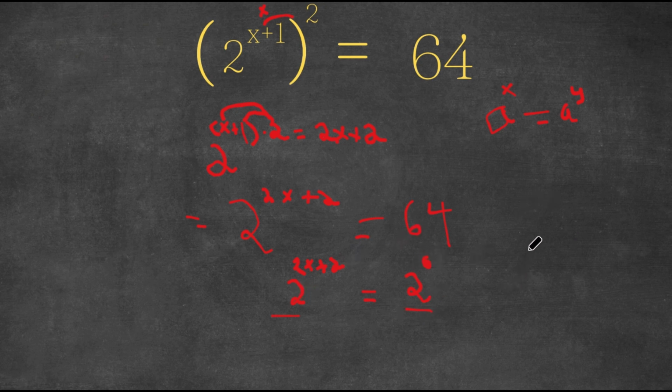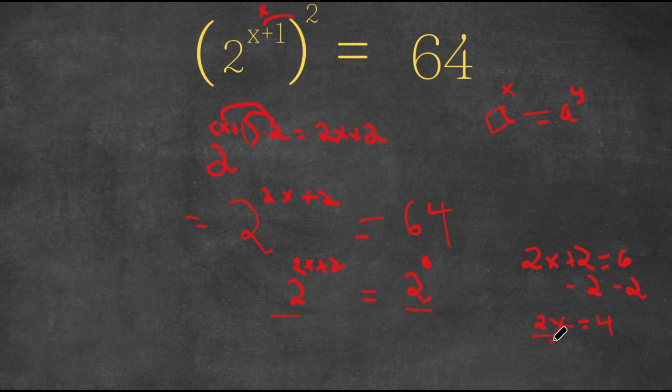So now we can just ignore these bases and make our equation right here. 2x + 2 = 6, and we're solving for x. That's what we wanted to do all along. So we're going to first subtract 2 on both sides to isolate x. So we have 2x equals 6 minus 2, which is 4.